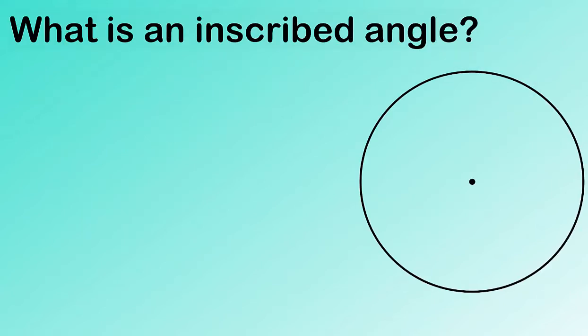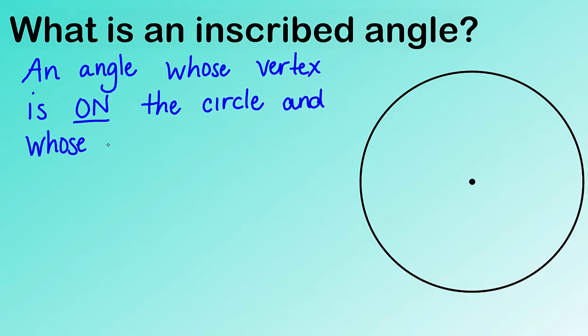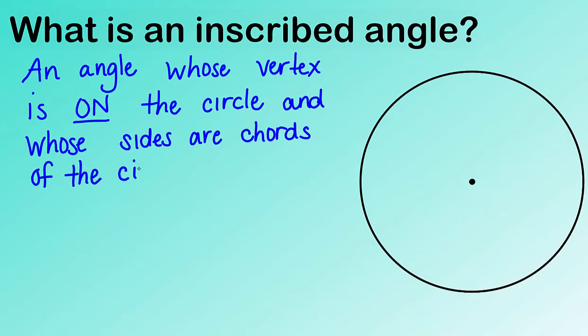Another type of angle is an inscribed angle. And an inscribed angle is an angle whose vertex is on the circle and whose sides are chords of the circle. So let's draw a picture of that.